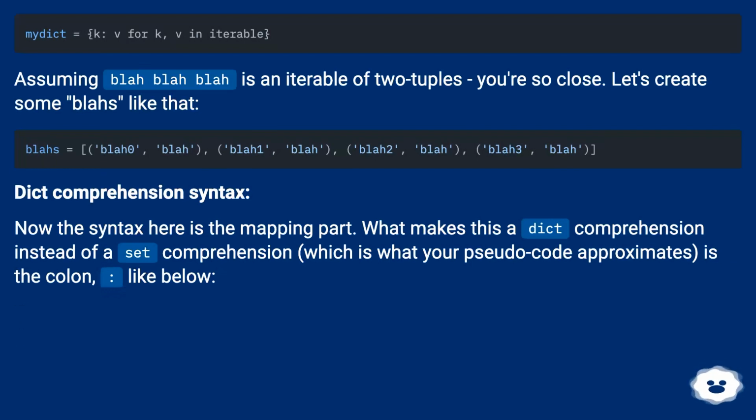assuming blah blah blah is an iterable of two-tuples. You're so close. Let's create some blahs like that. Dict comprehension syntax. Now the syntax here is the mapping part. What makes this a dict comprehension instead of a set comprehension, which is what your pseudocode approximates, is the colon like below.